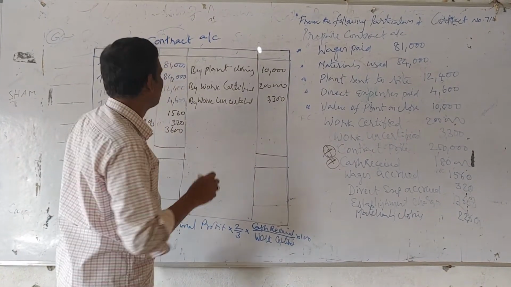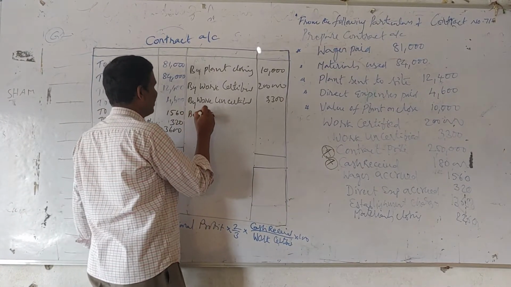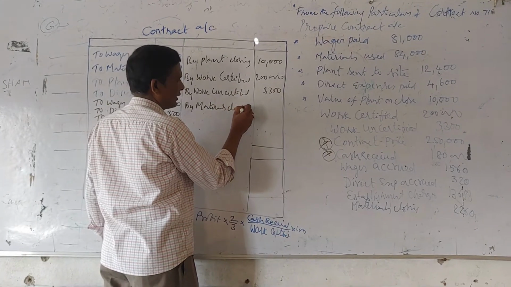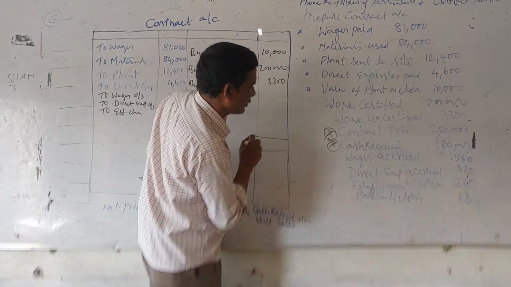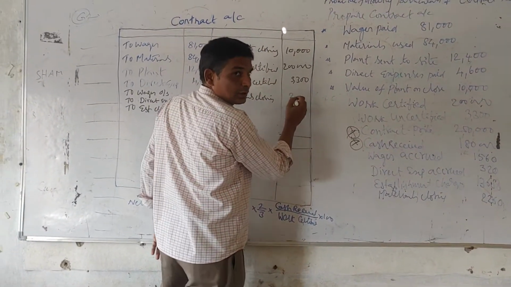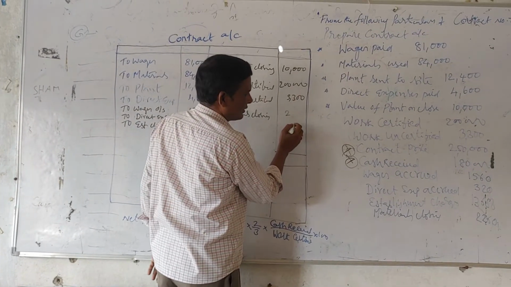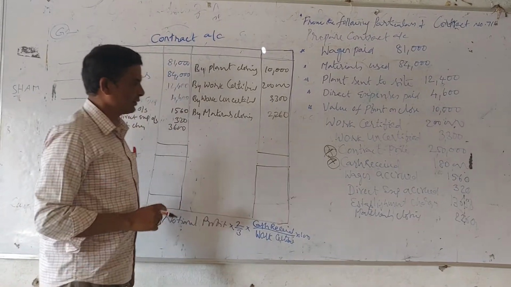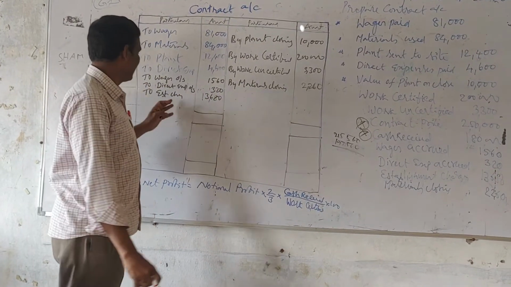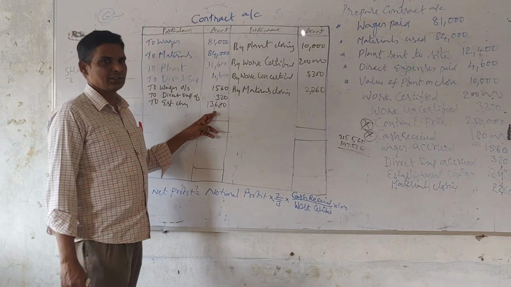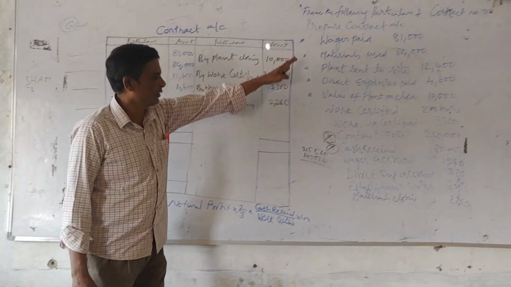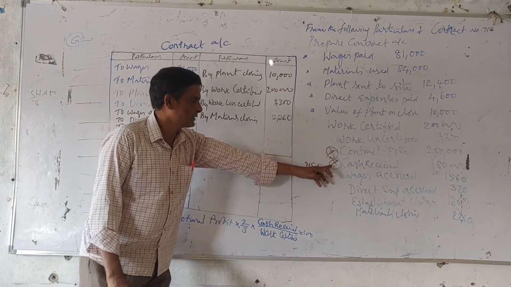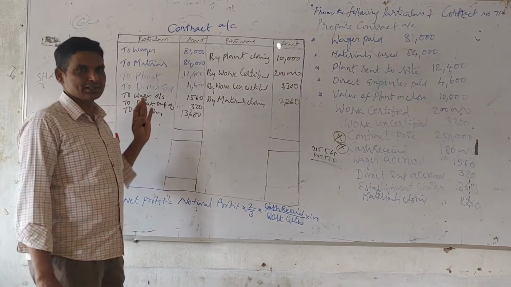Then we have materials closing. Materials closing is credited. How much materials closing? 2,260. Materials closing is 2,260, and establishment charges 13,680. So I have taken all the items except the contract price and cash received. So we have to balance the account.